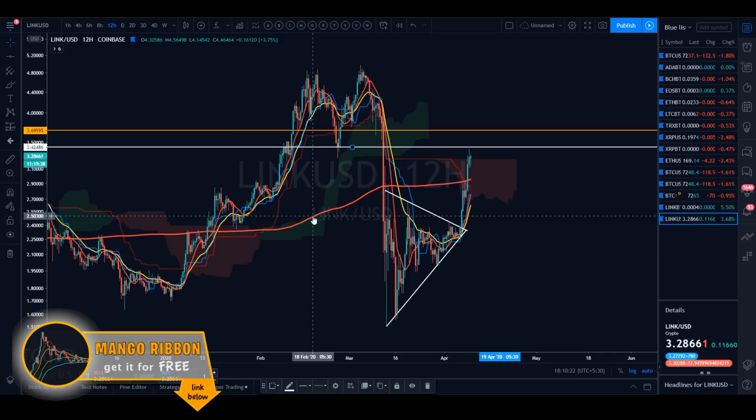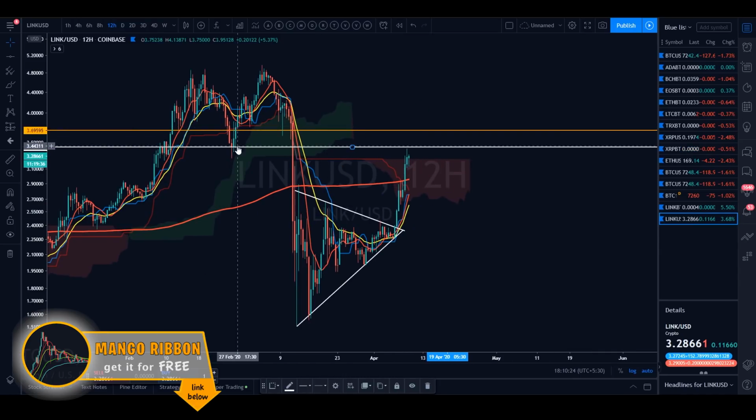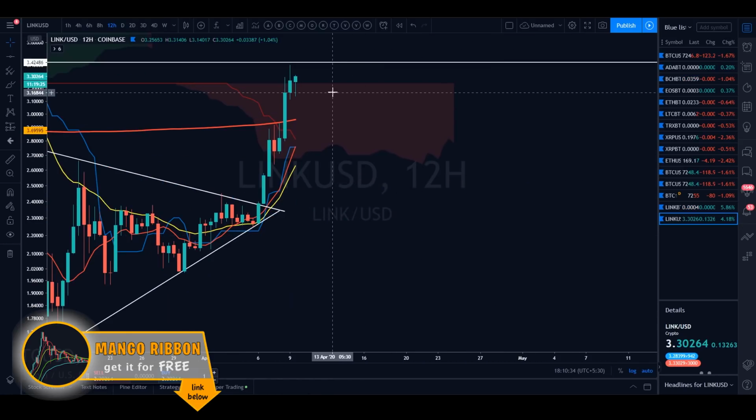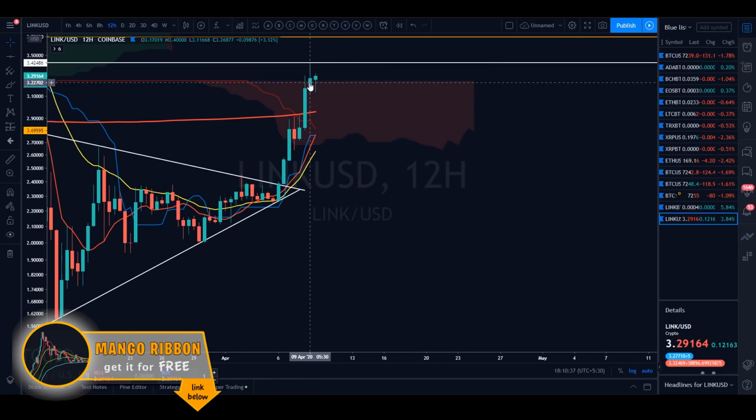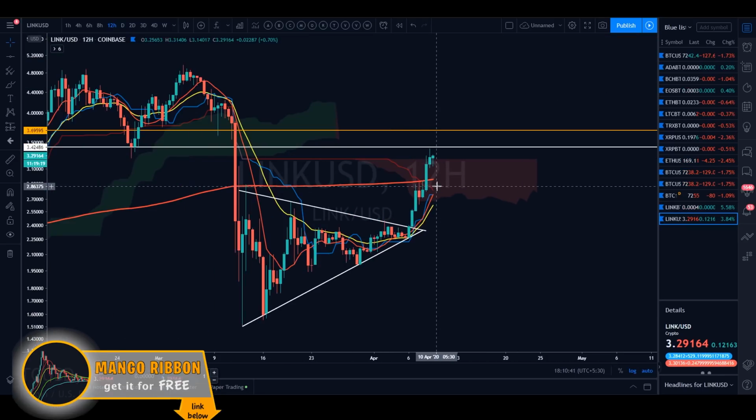Let's not talk about that. A lot of people got hurt there, but this is another major line of resistance, apologies. And what do you know, price is currently at it. Now where do we close relative to our 12-hour cloud? We actually closed above the 12-hour cloud, guys, so that is good news. That's good news for the bulls.